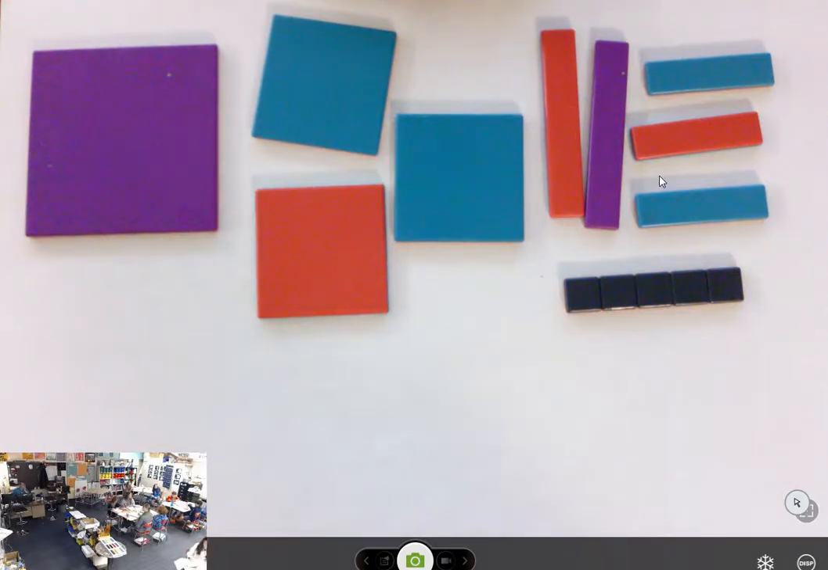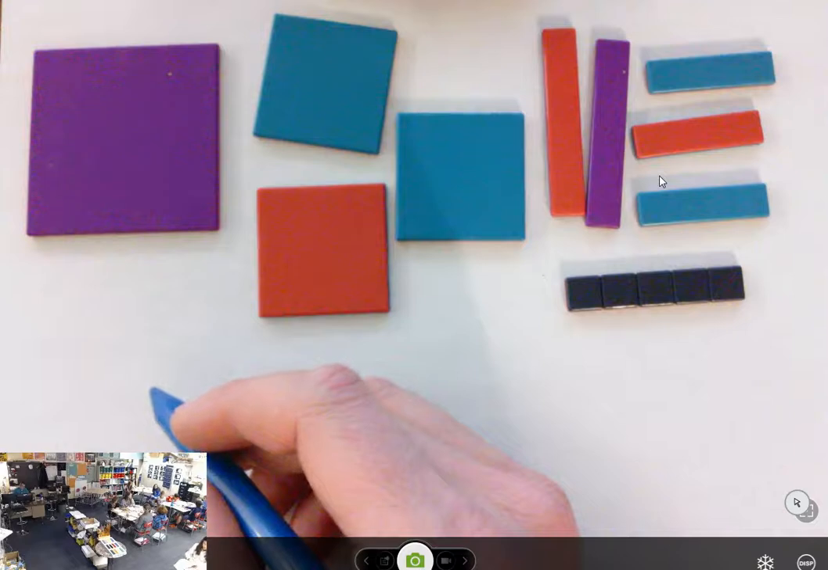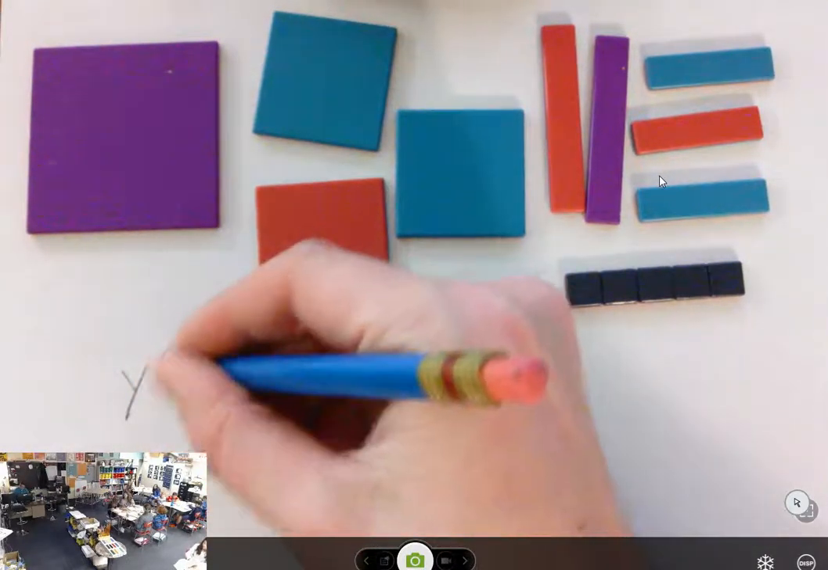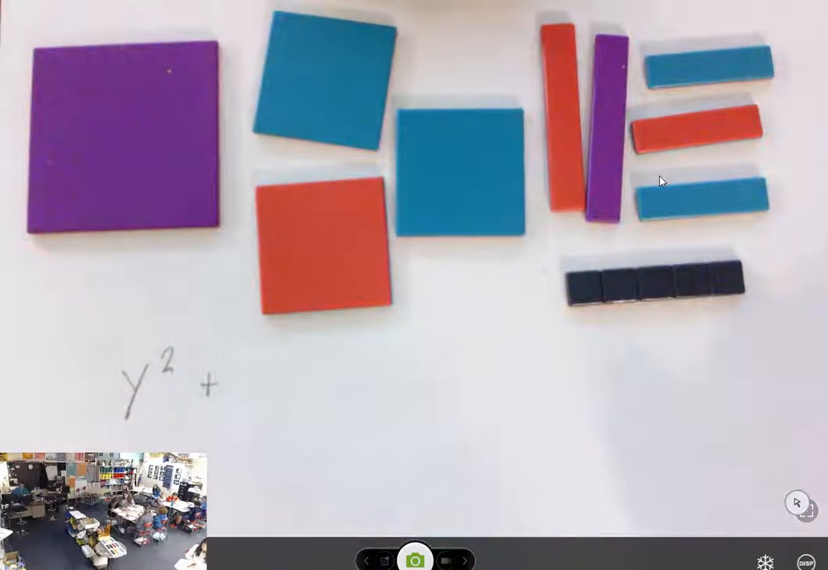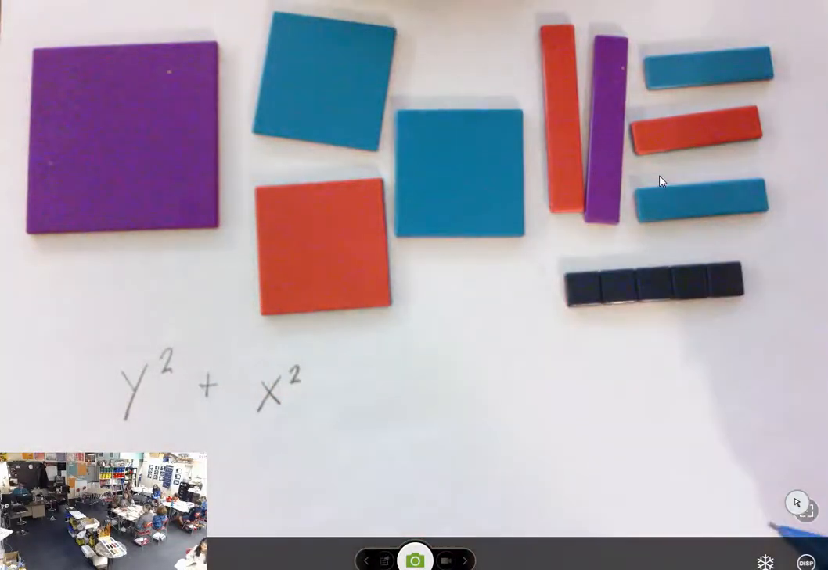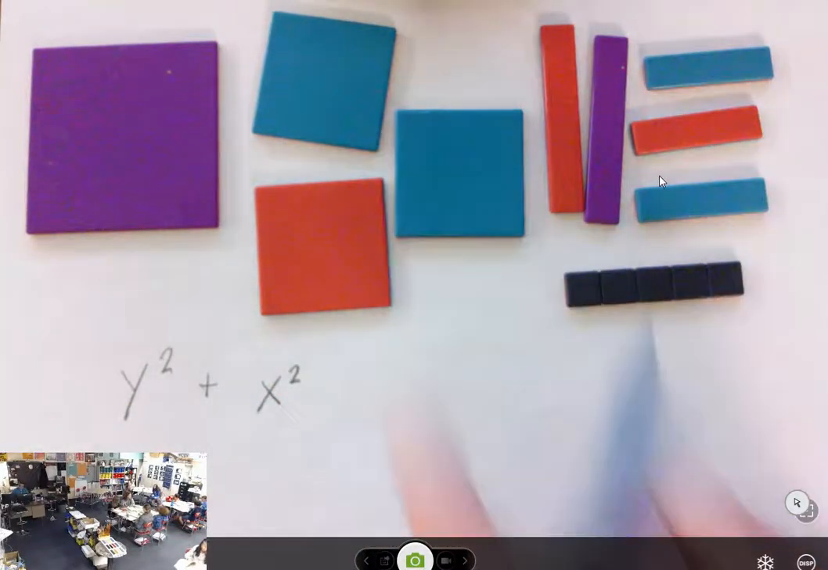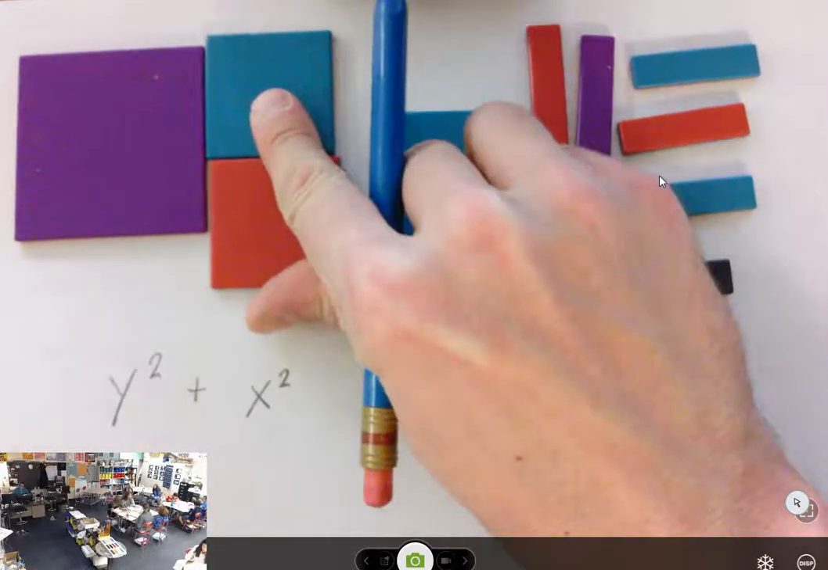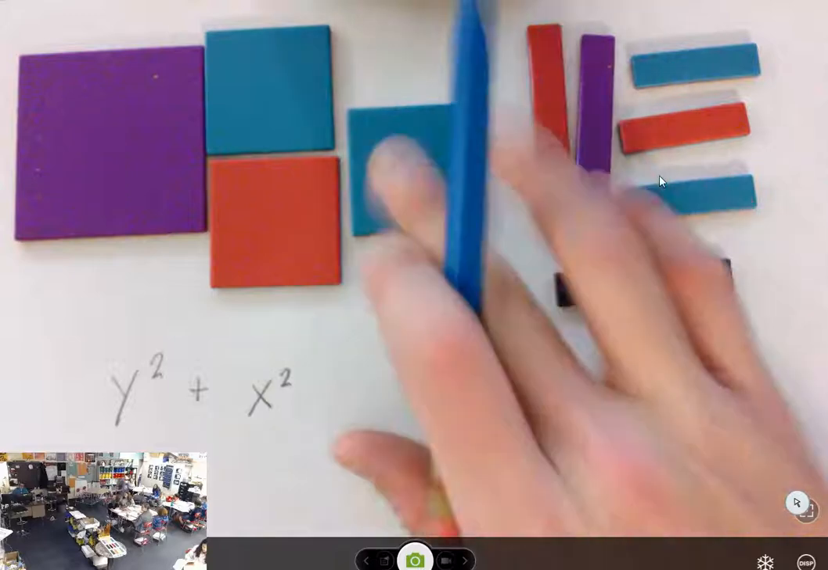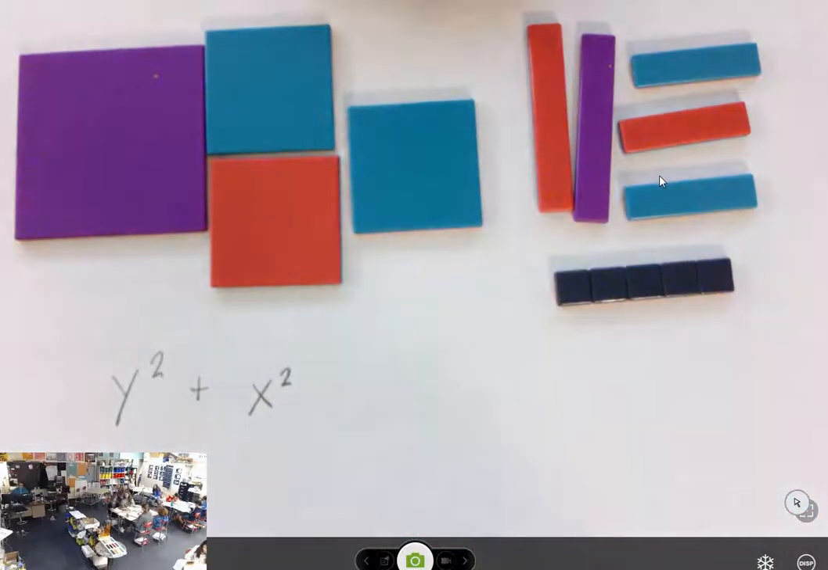Isn't it y squared plus x squared? No, x squared. Why? Because there's two x squareds, and you cancel out one of them because it's red. This makes 0. This is the only x squared that matters.